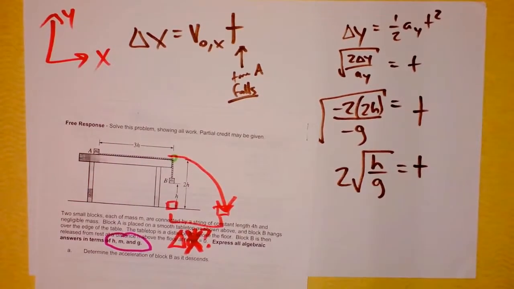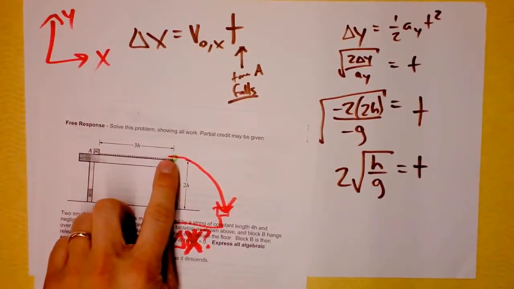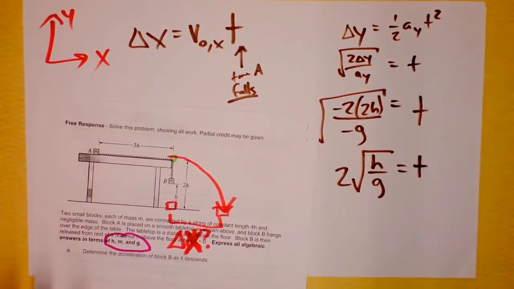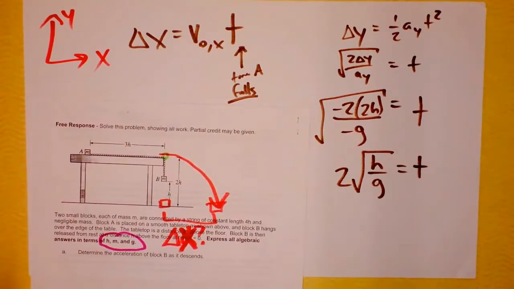Wait, which one are we trying to solve? I want you to tell me how fast block A is going when it reaches the edge of the table. Now, the question is... Wait, we know it's acceleration in that direction. No time. And we know the time it goes. We know how long it accelerated, and we know what the acceleration was, don't we?